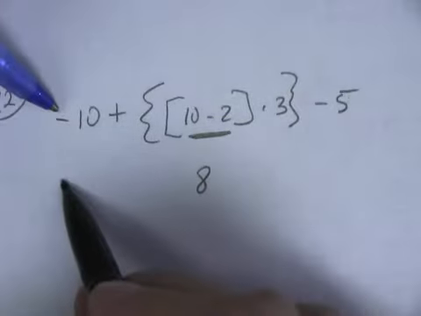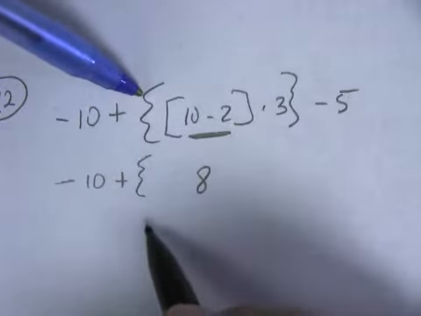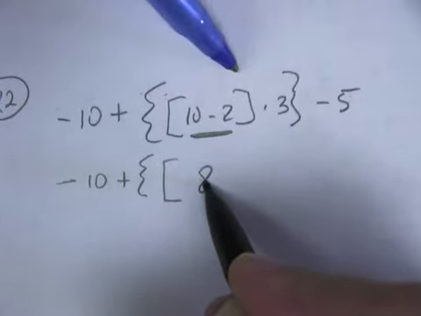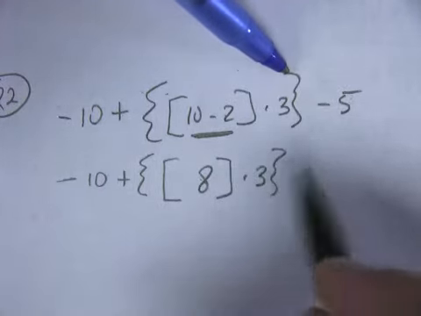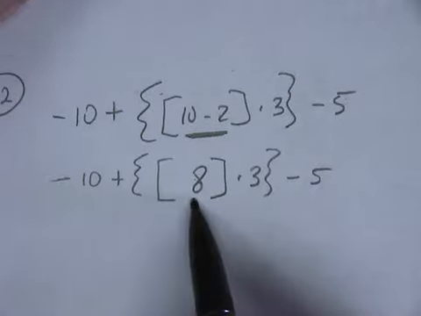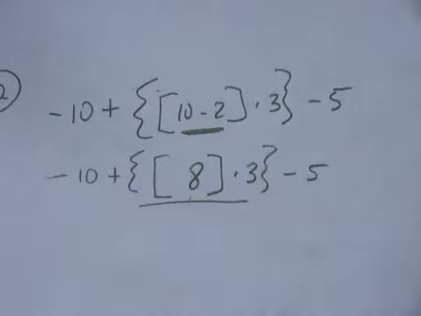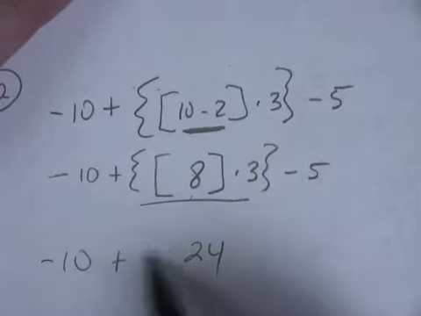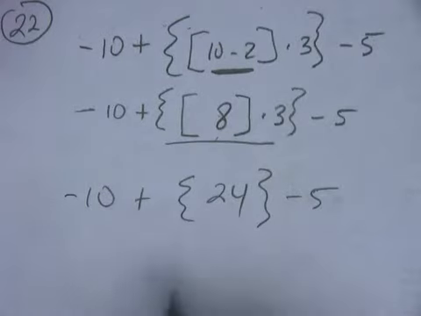So I have to bring down the negative, the 10, the positive, the brace, the bracket. Now 10 and 2 became 8, so I'll have to bring those down. Bring down the bracket, the times 3, the bracket, and then the brace, and then the 5. Now we're done inside the bracket. Now we need to go to the brace. And it says to multiply those two numbers together. So that's 24. Bring down everything else. -10, the positive, the brace, and the 5. We're done inside of there.